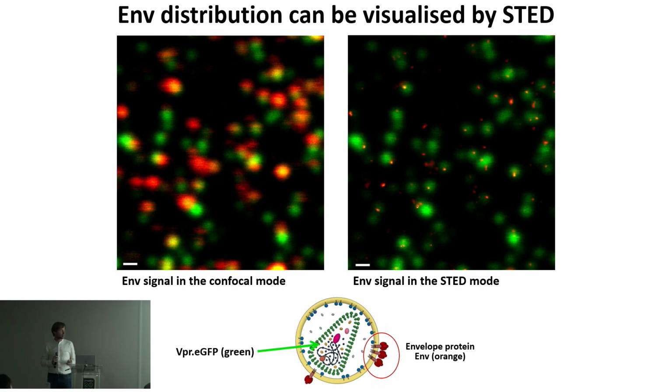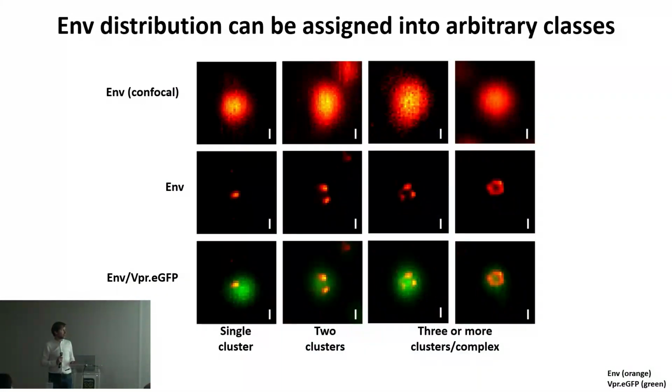When we use the STED microscopy, we suddenly see individual clusters of ENV on the surface of individual virus particles. And then basically what we did is we classified them into several different groups: single cluster, 2 clusters, 3 or more clusters. And of course, this is not possible with the confocal microscope.